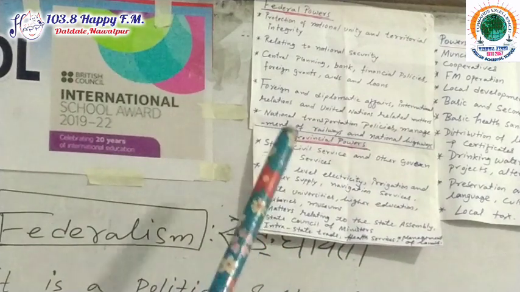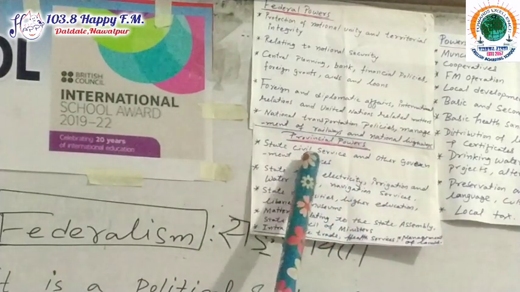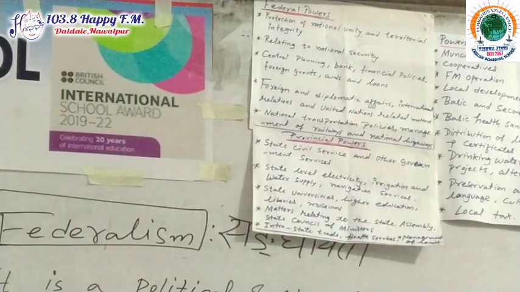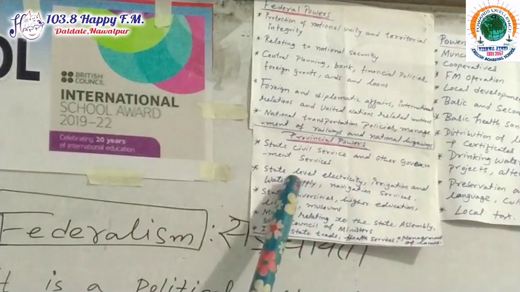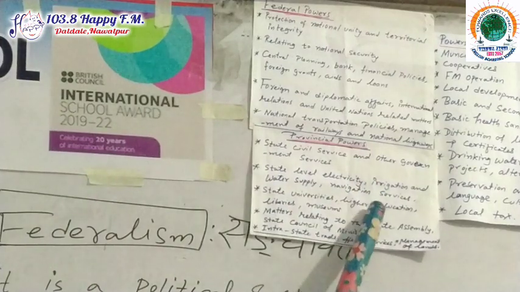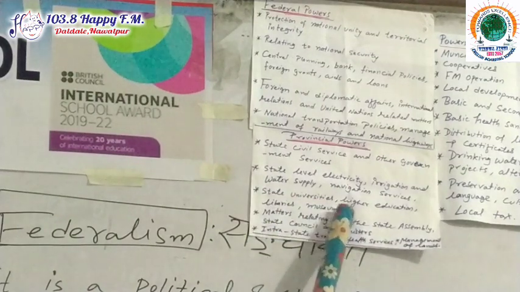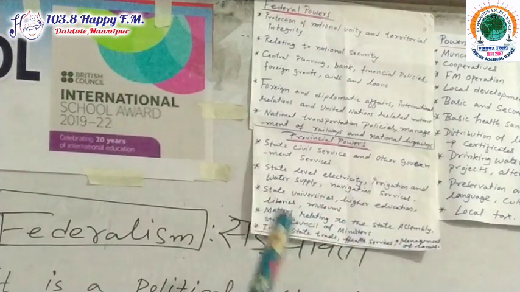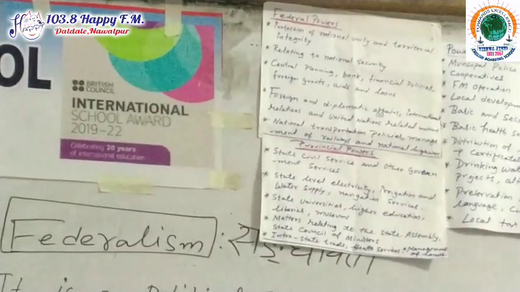Next we see, after the federal system, the provincial level powers and functions. State civil service and other government services are linked to the provincial system. Like this, the provincial system looks after state level electricity, irrigation, water supply, navigation services, etc. Next we see state universities, higher education, library, museum, everything is led by the province level.